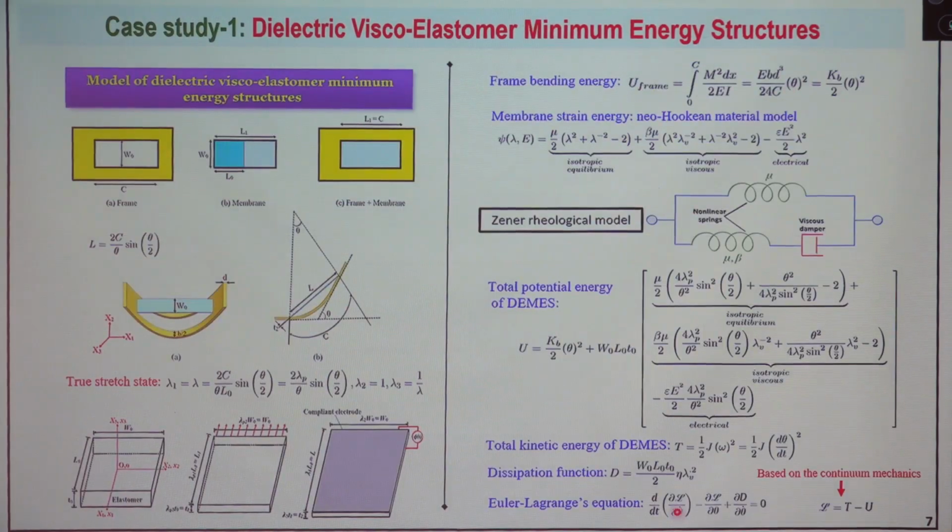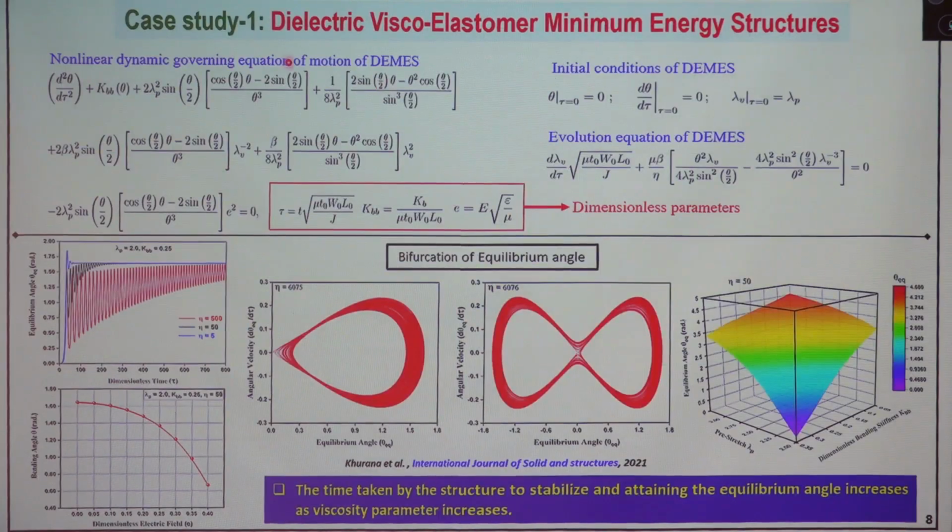How does it keep on changing? So this is one equation that basically gives you the non-linear dynamic equation of the motion of the DMS. This is the initial condition. Now I am saying that the viscous stretch is not going to be a constant. Our theta keeps on evolving with the time. Similarly, our viscous stretch in the membrane is going to evolve with the time. So for getting that particular value of the viscous stretch over the time, we need a separate equation.